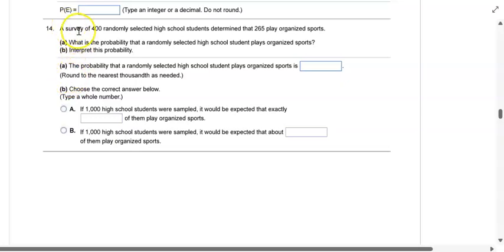Number 14. A survey of 400 randomly selected high school students determined that 265 play organized sports. Notice that 400 people were surveyed in high school, and among them 265 play organized sports. The first question is, what's the probability that a randomly selected high school student plays organized sports? Therefore here, in part A, we are looking for the probability of students who play organized sports.